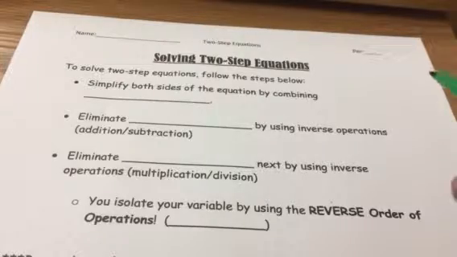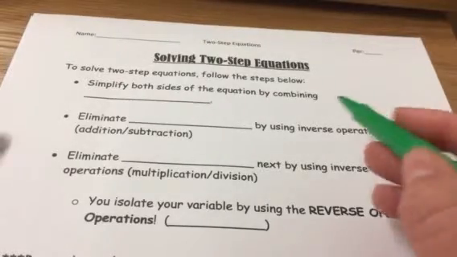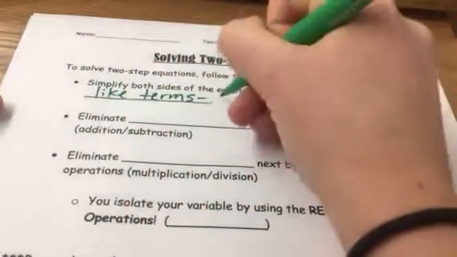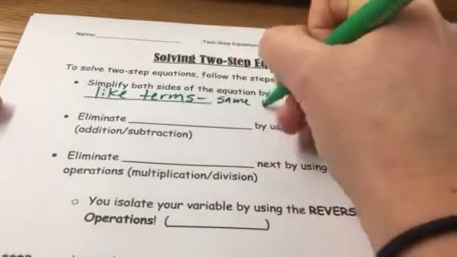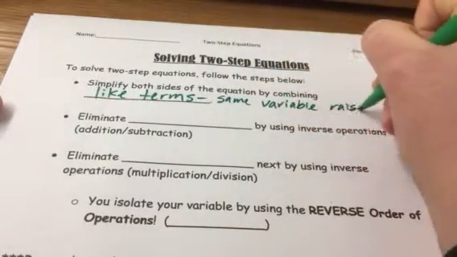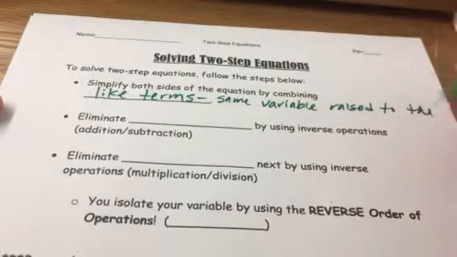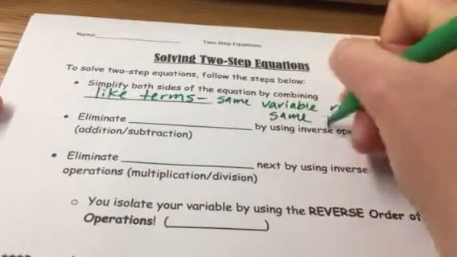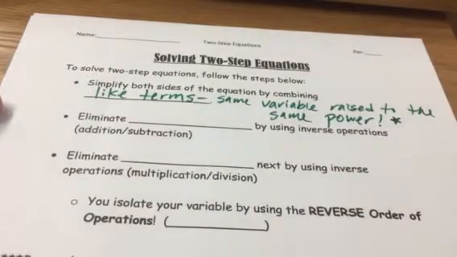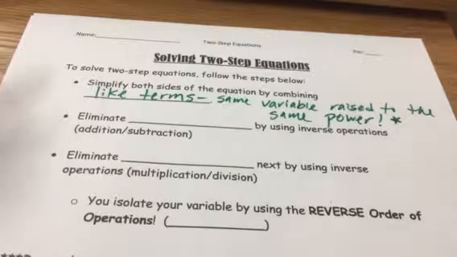So the first thing we need to do is simplify both sides of the equation first by combining like terms, if we have them. Now remember, like terms have the same variable raised to the same power. So look for those like terms. If you can combine them, go ahead and do so right off the bat.